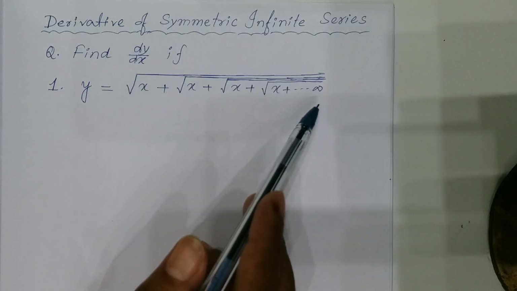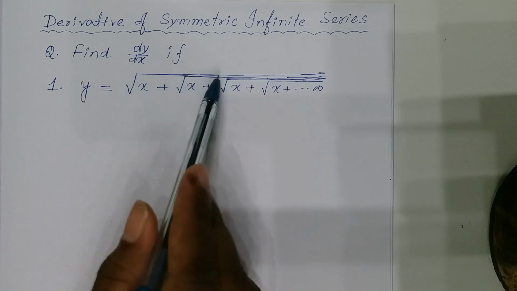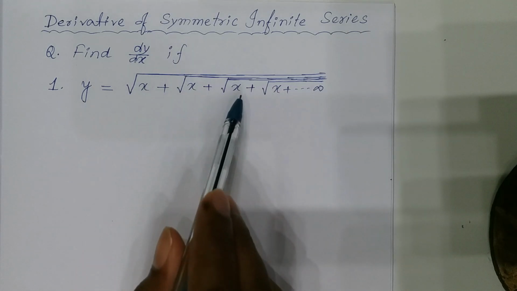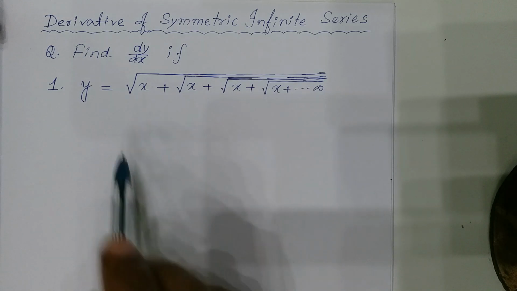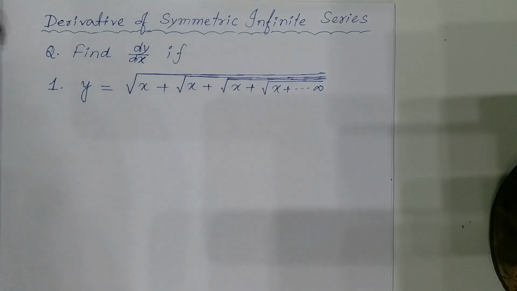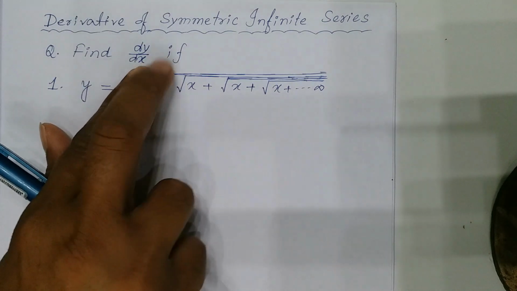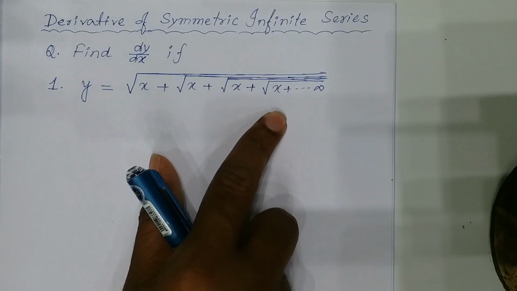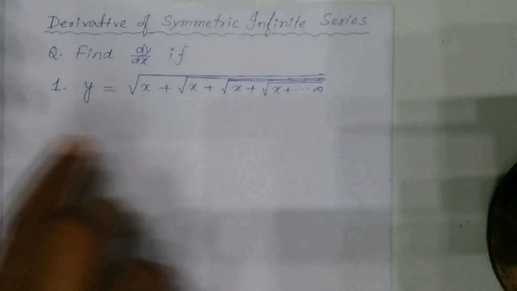So this is a symmetric infinite series because this root x and again root x, again root x. So this is an infinite series and the term root x comes repeatedly in this series, and so these types of series are known as symmetric infinite series. So to differentiate these types of function, first of all, let's see in an infinite series, if we delete one term from the series, then the series remains infinite. Or if we take one extra term in the series, in that case also this series will remain infinite. So let us consider this series without this x.